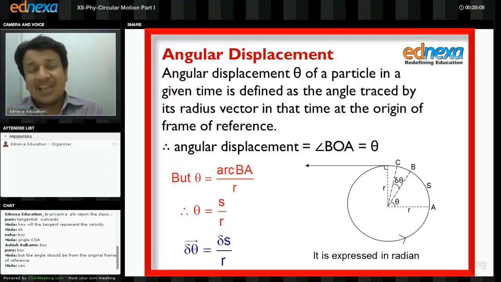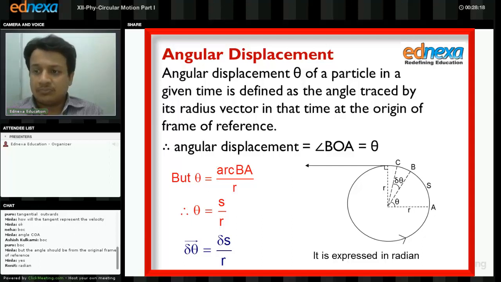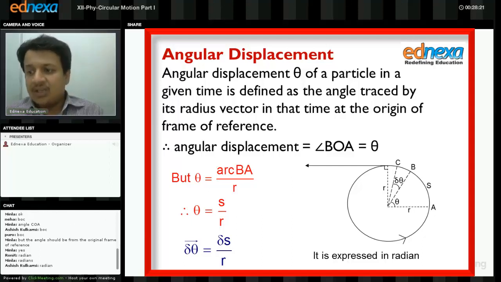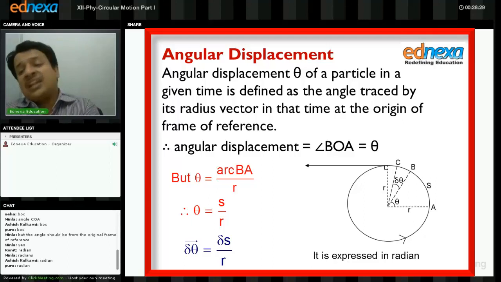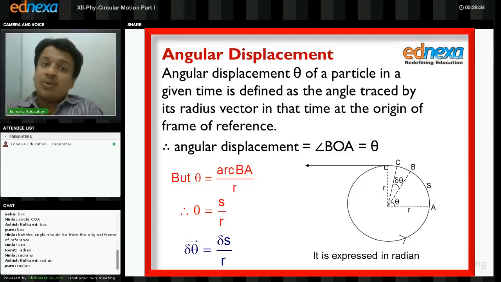Can you tell me the SI unit of angle? Radian, correct. Very good. Everybody typed correctly. It is expressed in radian. So angle we are going to express in radian. Many students answer degree, which is wrong. That's very good that nobody answered degree. Degree is not the SI unit. Radian is the SI unit.